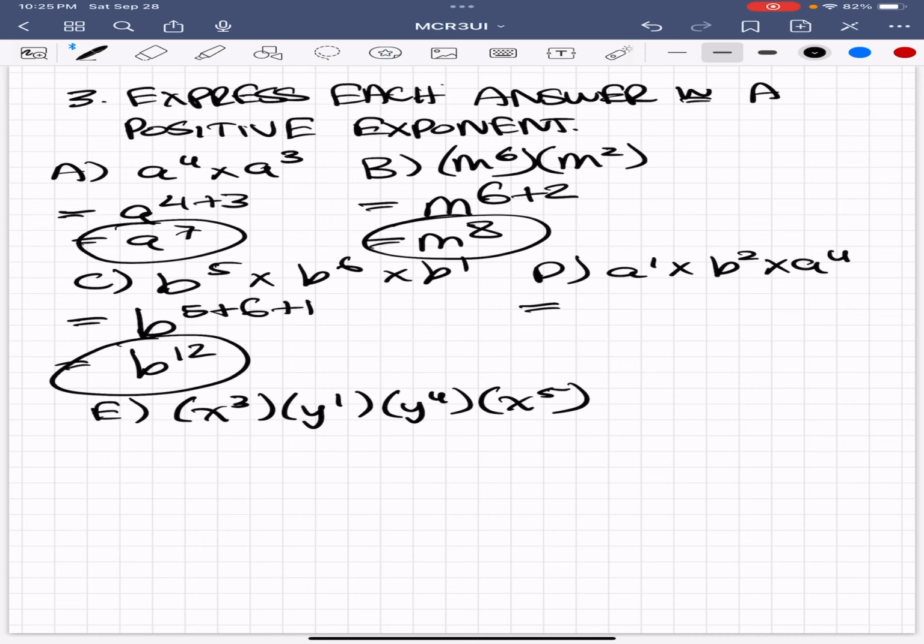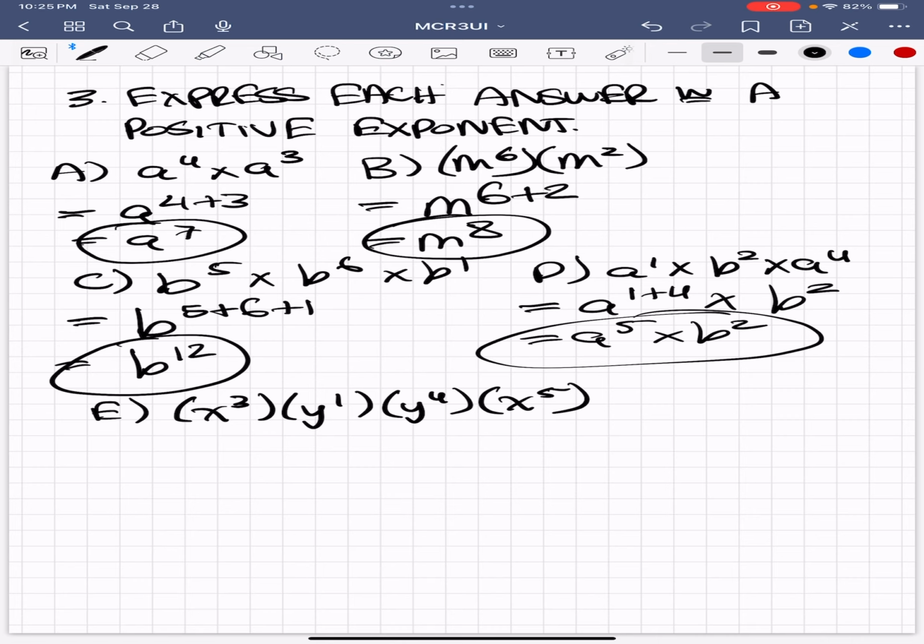Okay, so we have different bases, but I see a common base of a, so 1 plus 4 using our first exponent law, product of powers. When there's multiplication and the bases are the same, we add the exponents together. And then we have b to the power of 2 there. So we have a to the power of 5 times b to the power of 2, and that's our final answer.